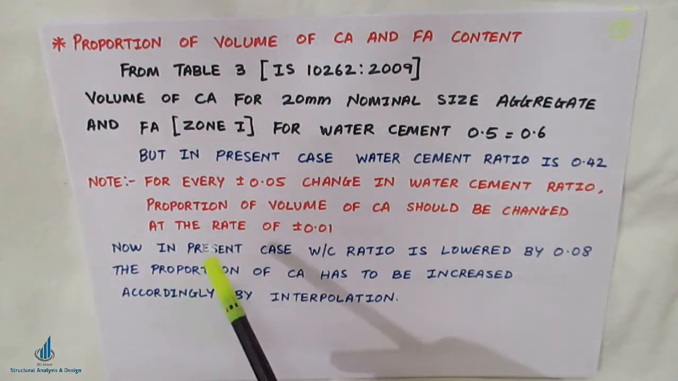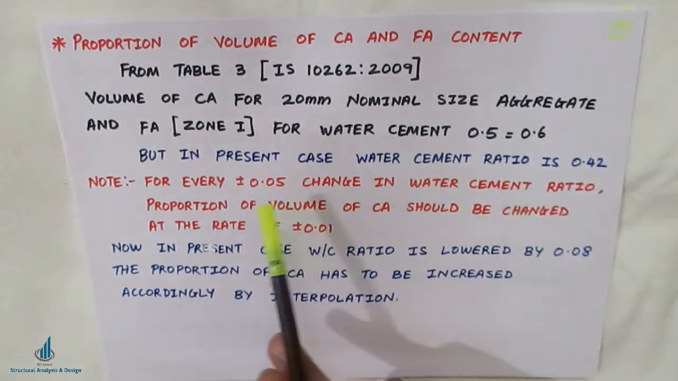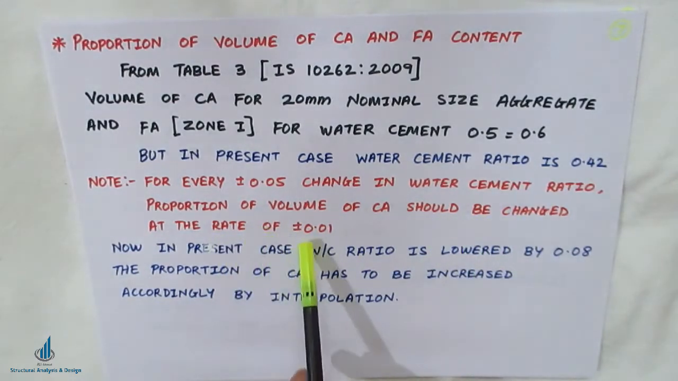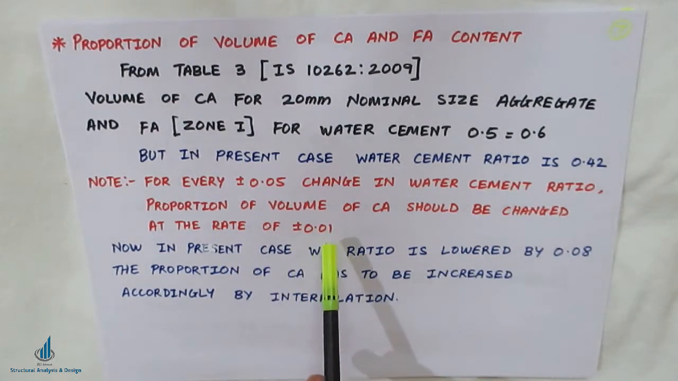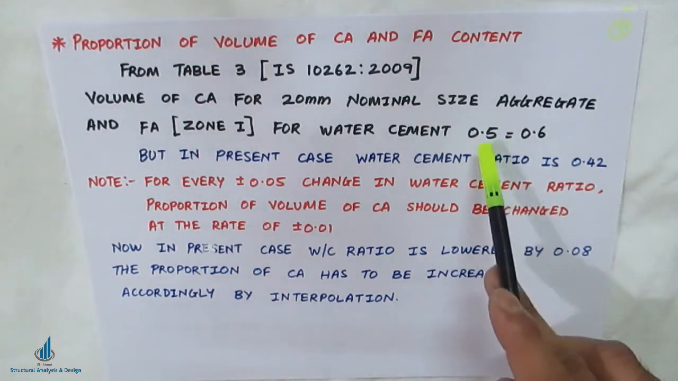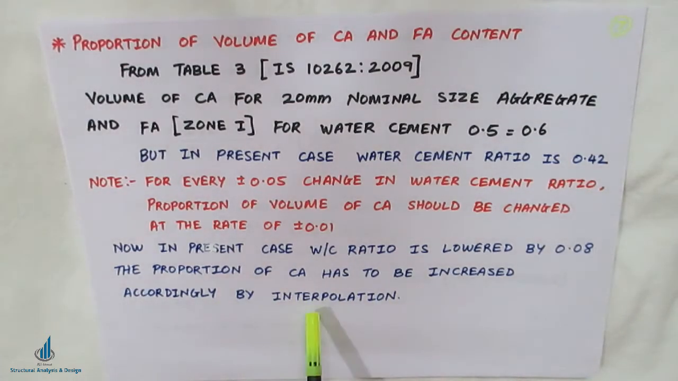There is one note here: for every plus or minus 0.05 change in water cement ratio, the proportion of volume of coarse aggregate should be changed at the rate of plus or minus 0.01. So if the water cement ratio is decreasing, you have to increase the volume of coarse aggregate. In the present case the water cement ratio is lowered by 0.08. So 0.5 minus 0.42 equals 0.08. The proportion of coarse aggregate has to be increased accordingly by interpolation.